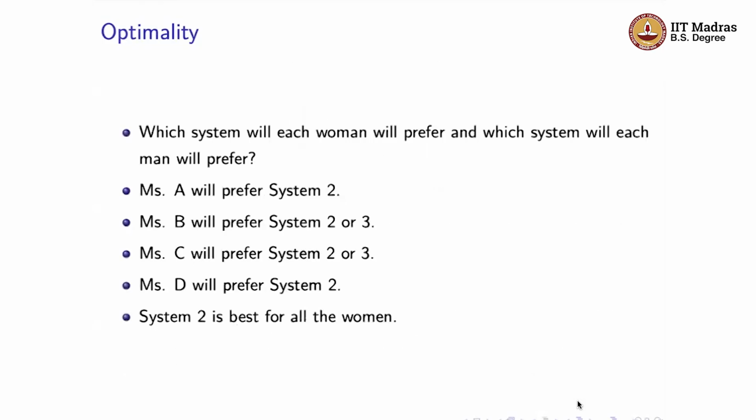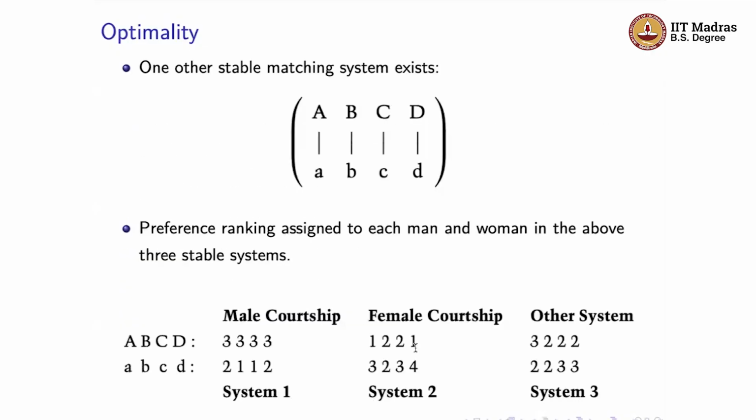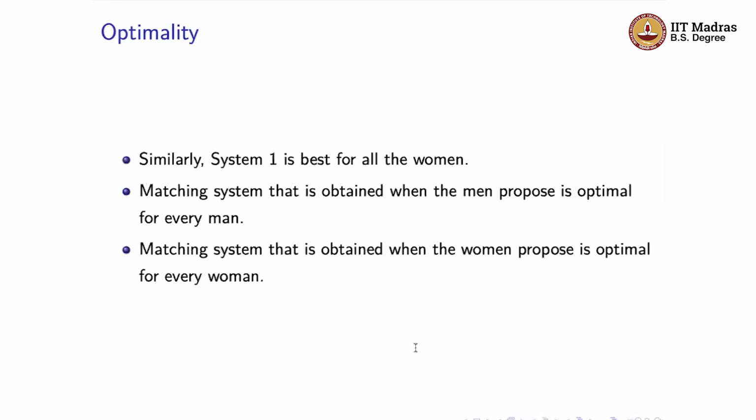So again, you can do the same sort of analysis, and then you end up with the case that system 1 is the best for all the men. So this is a typo. This should read system 1 is the best for all the men.